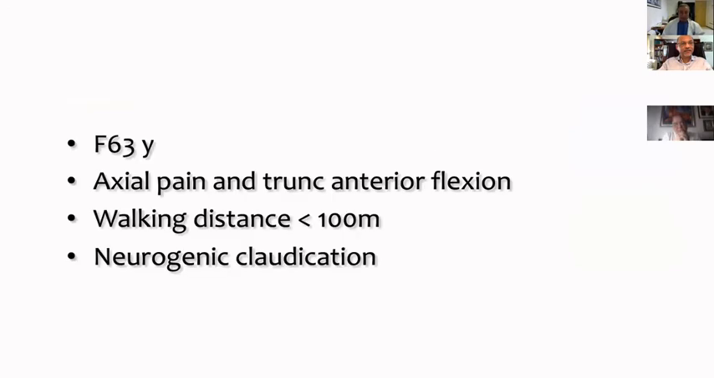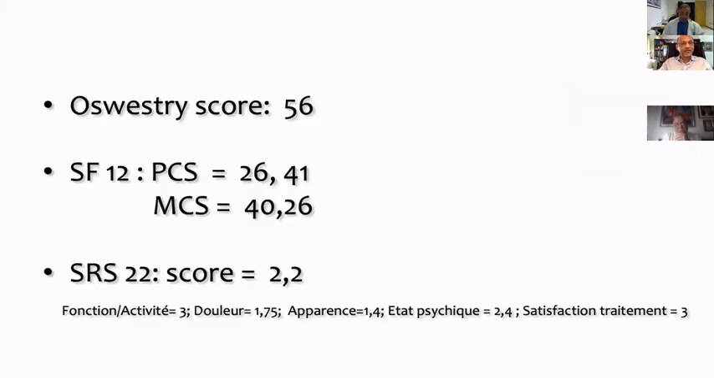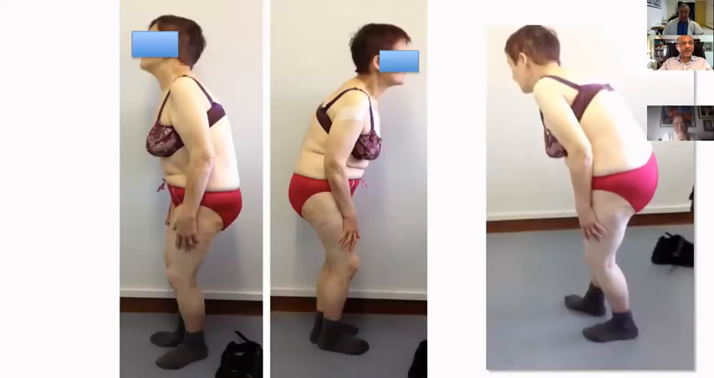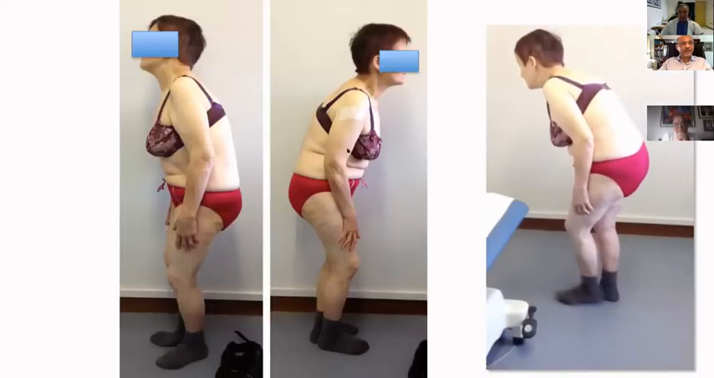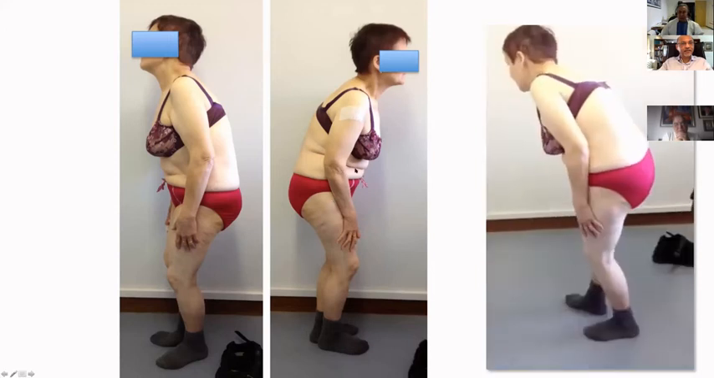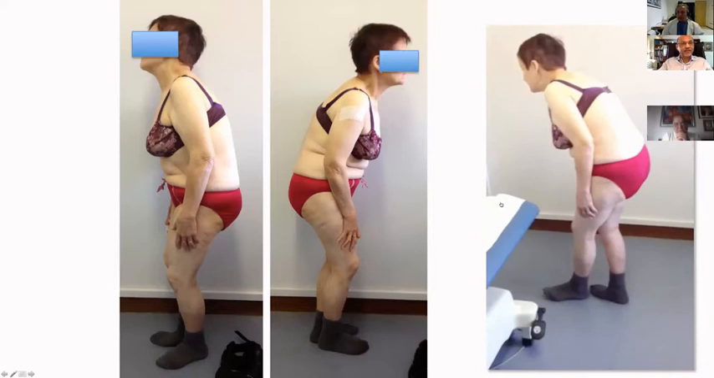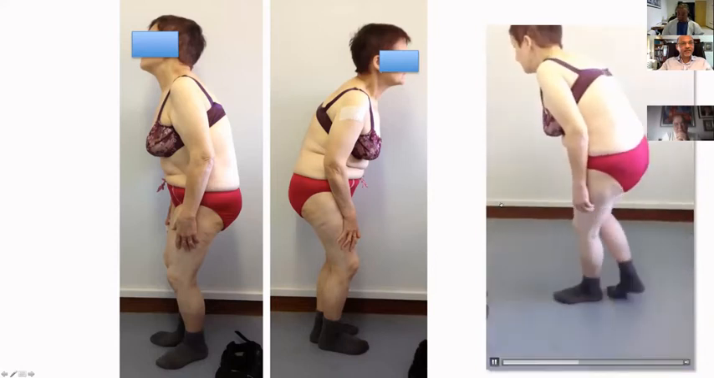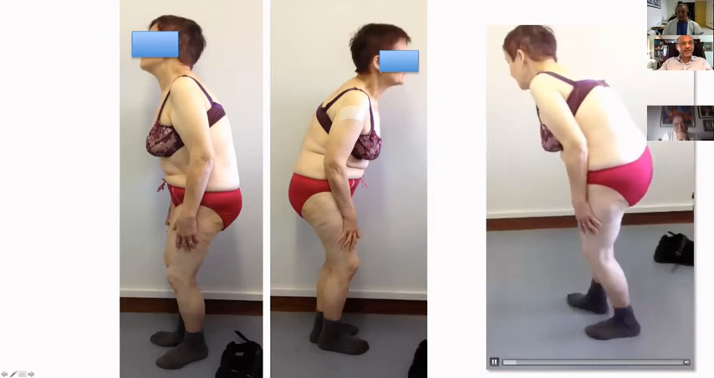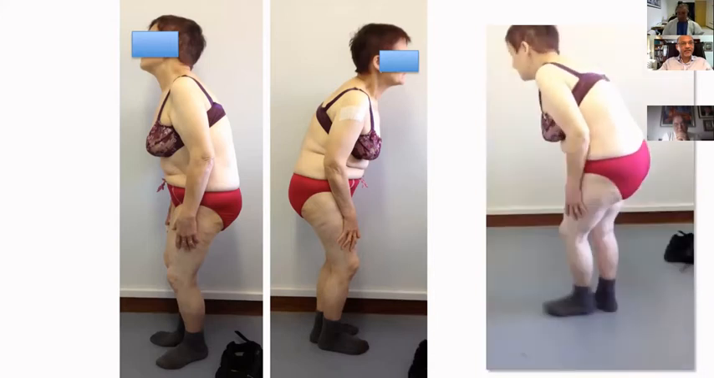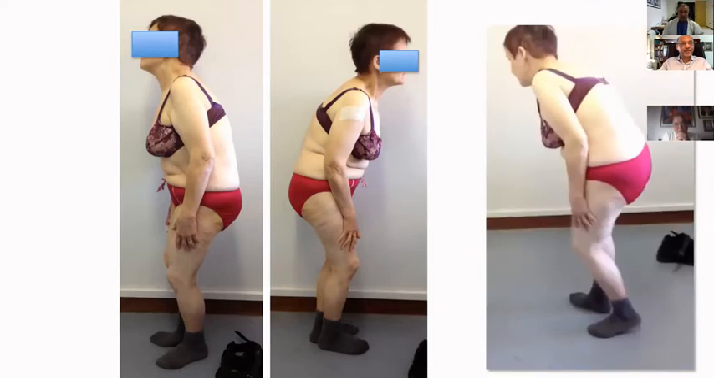This is a lady, she's 63 years old. She has axial pain and anterior shift of her trunk. She had claudication, neurogenic claudication, and the walking distance is 100 meters. All the PROMs are bad. She's really disabled by this deformity. This is our patient here. She stands up with some anterior trunk flexion, and walking is miserable. She cannot walk more than 100 meters. She is very tired by trying to compensate permanently.